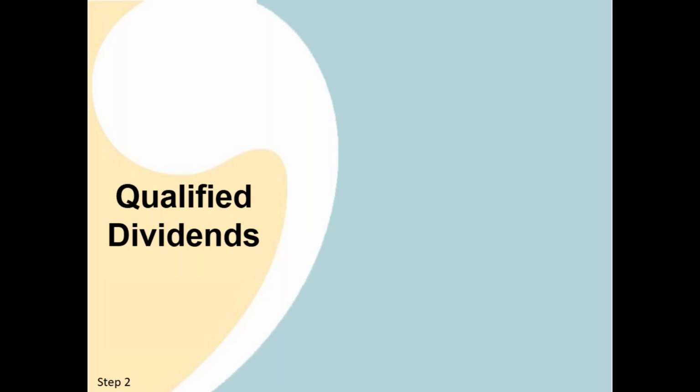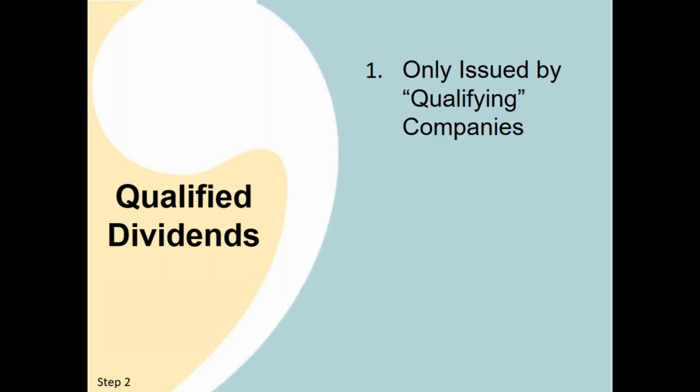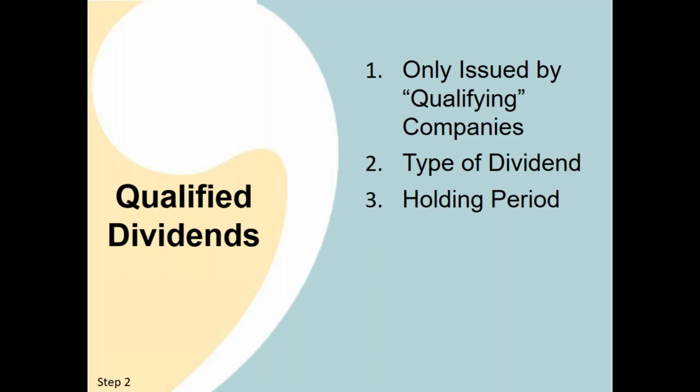There are 3 requirements for a dividend to be considered qualified. Only U.S. and certain foreign companies can issue qualified dividends. Only certain types of dividends are qualified. Dividends from money market accounts are usually not. Neither are most of the dividends from REITs. There's a holding period. You need to have owned the stock paying the dividend for more than 60 days during the 121 days that begin 60 days before the ex-dividend date.